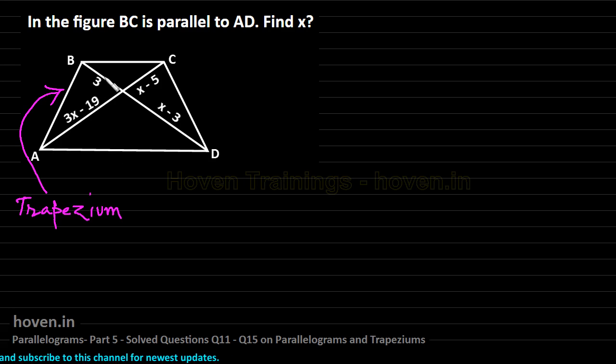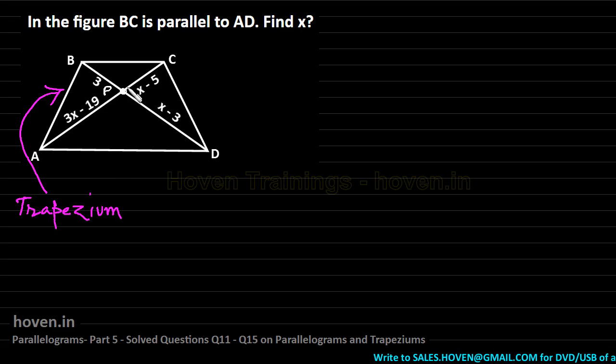And these are obviously the two diagonals BD and AC. Let those diagonals intersect at this point P. The segments have been given: AP is 3x minus 19, PC is x minus 5, PB is 3 and PD is x minus 3. We have to find out the value of X.